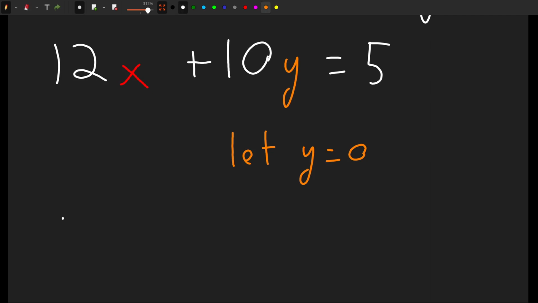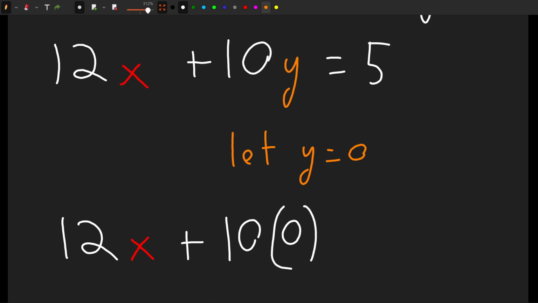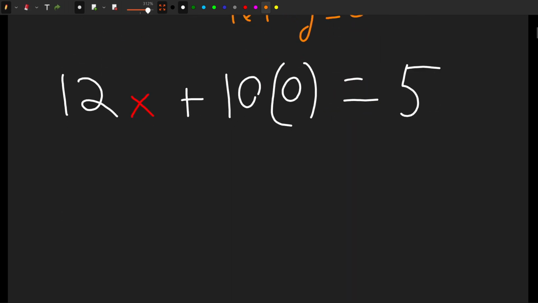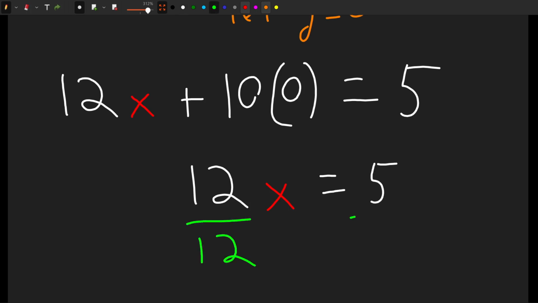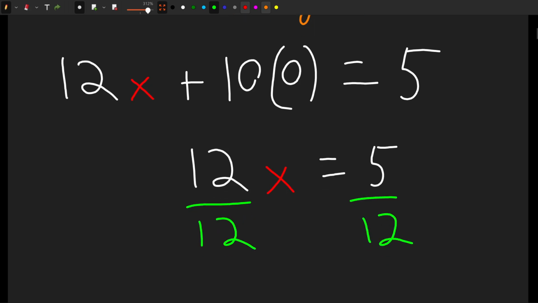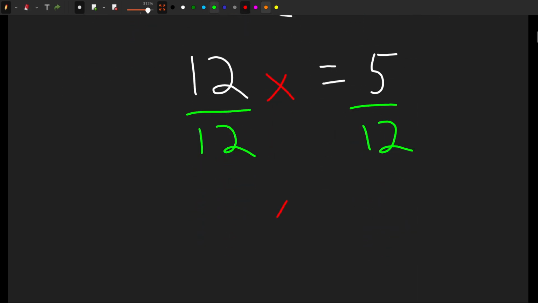I'm going to get 12x plus 10 times 0 now that I've plugged in y is equal to 0, and that's now equal to 5. 10 times 0 is clearly 0, so I just get 12x is now equal to 5. And then dividing both sides by 12, I get that x is now equal to 5 divided by 12.